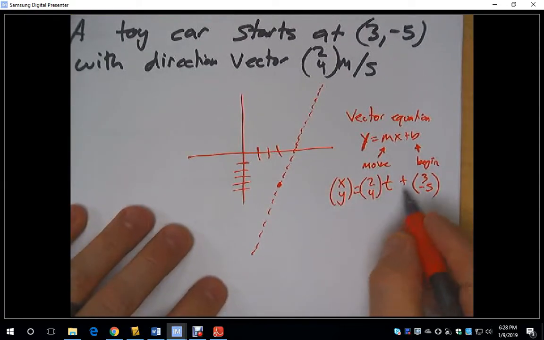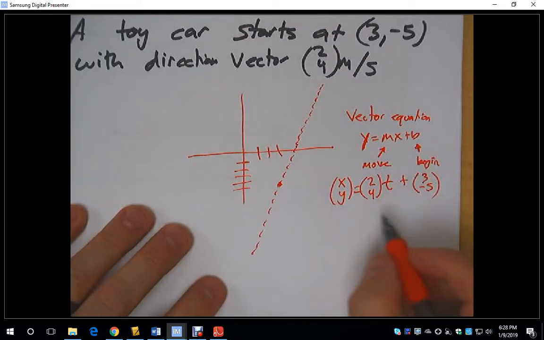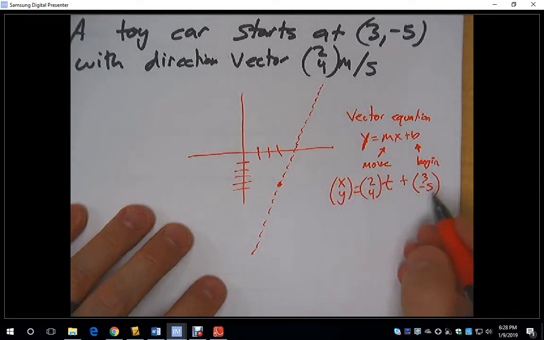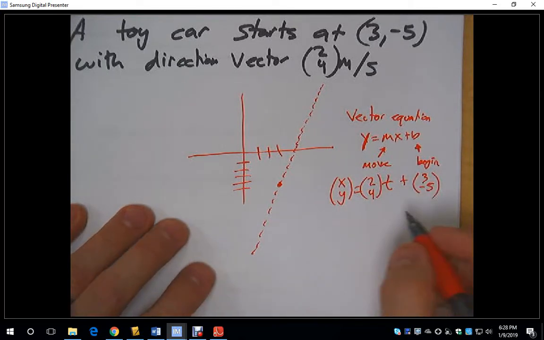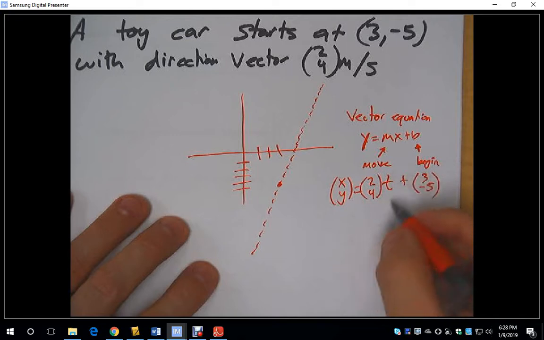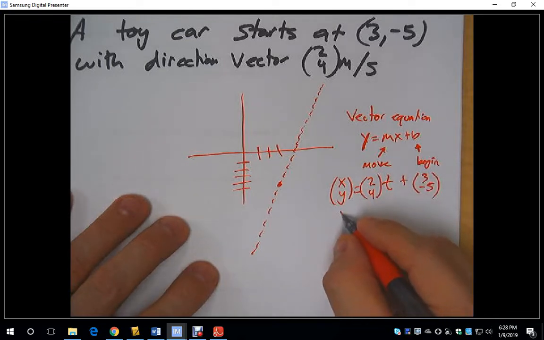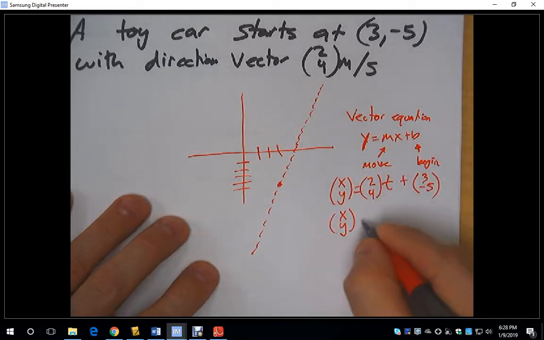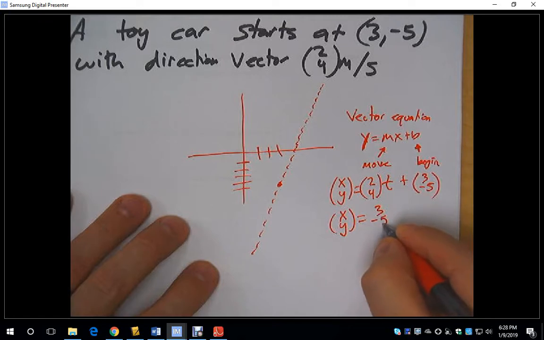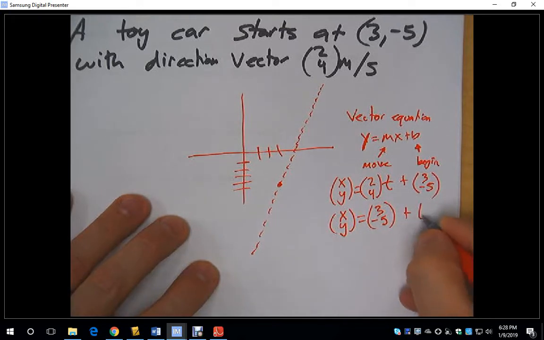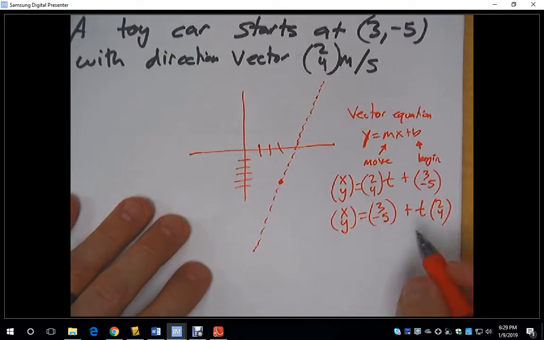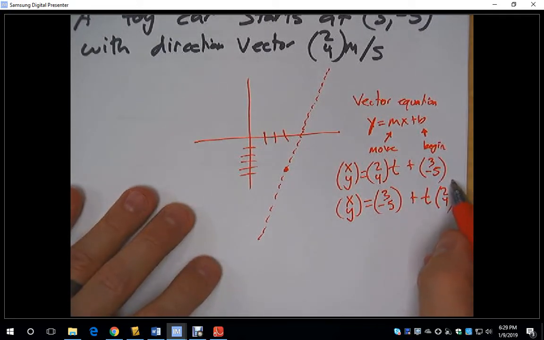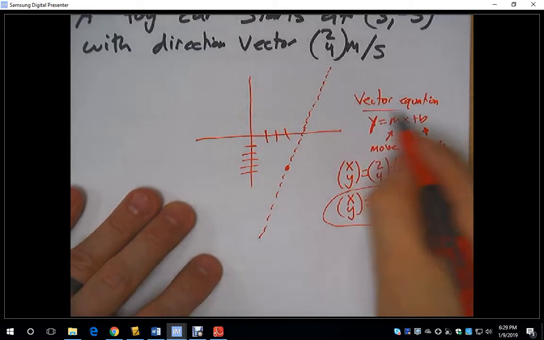Now this isn't usually the way that a vector equation is written. This is completely acceptable. You would get full points if you wrote your equation like this. But in standard form, we usually see a vector equation written like this, where we have (x, y) equals (3, -5) plus t times (2, 4). That's usually how you see it. So I'm going to try to get in the habit of writing it this way throughout this lesson. So that is a vector equation.